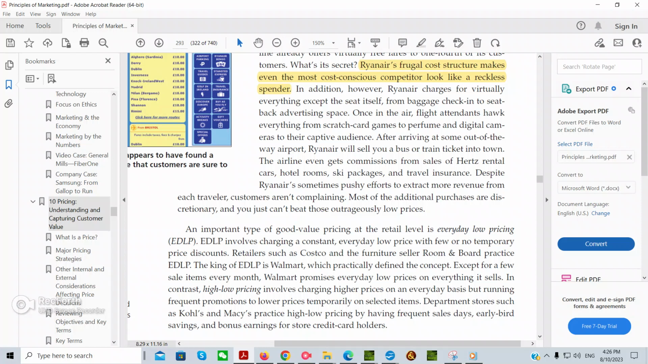An important type of good value pricing at the retail level is what they call everyday low pricing. That's EDLP. That's an acronym. Now, EDLP involves charging a constant everyday low price with few or no temporary price discounts.